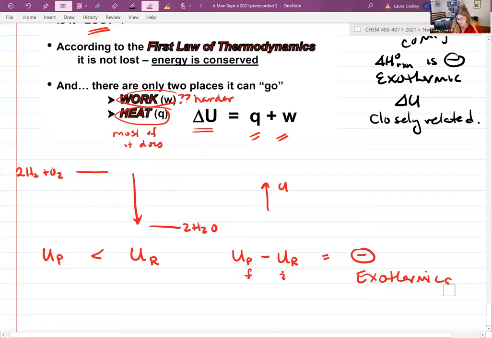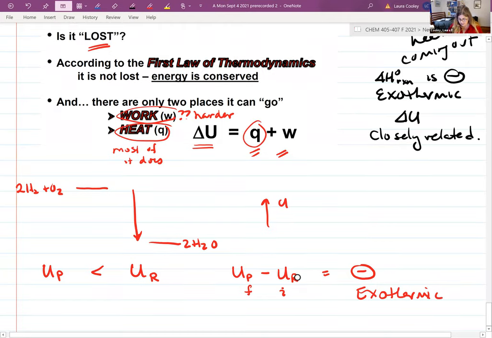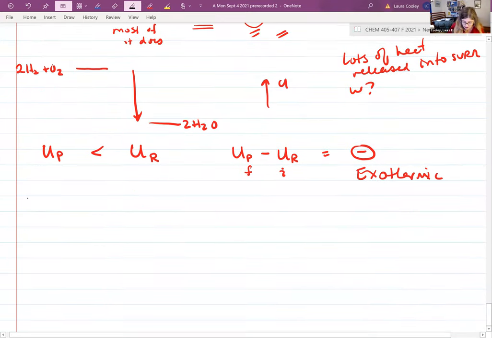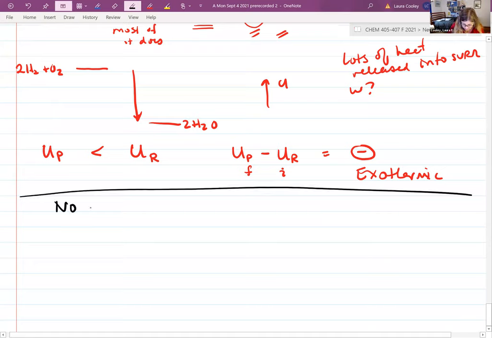And most of the delta U ends up as heat that is released into the surroundings. Okay, so lots of heat is released into the surroundings. And work, well, we don't really know about that yet, but we're going to learn about it soon. Okay, so if you think we're ready to go and study reactions, we're really not yet ready to jump into complicated chemical reactions.